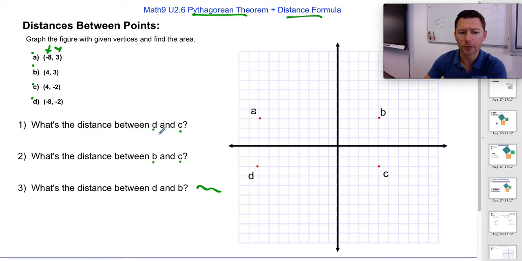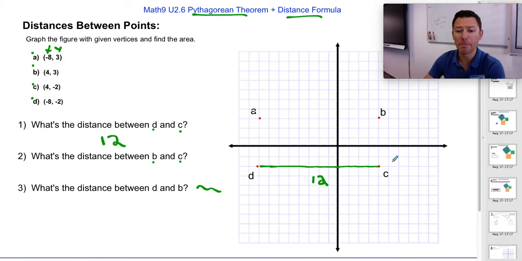So the distance between D and C, between here and here, is fairly straightforward. Think about how far you'd have to walk. Well, this is at negative 8, so you'd have to walk 1, 2, 3, 4, 5, 6, 7, 8, and then 1, 2, 3, 4 more. So 8, 9, 10, 11, 12. So this is 12 units, right? So this is 12. Great.